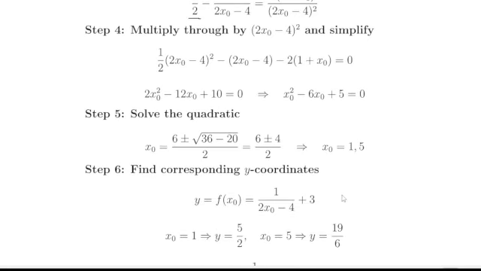You can choose to do the quadratic formula, or if you want, you can factor this out. It's just (x0 minus 5)(x0 minus 1). So that's where we get x0 is 1 and 5.